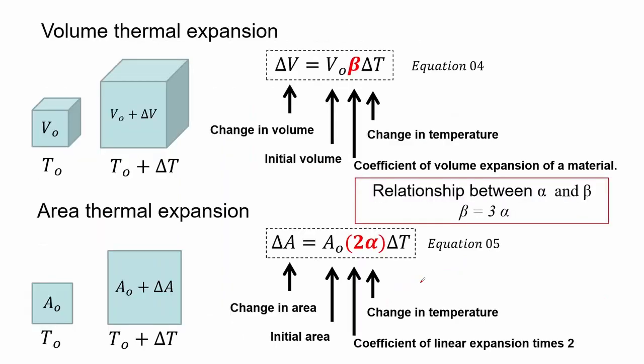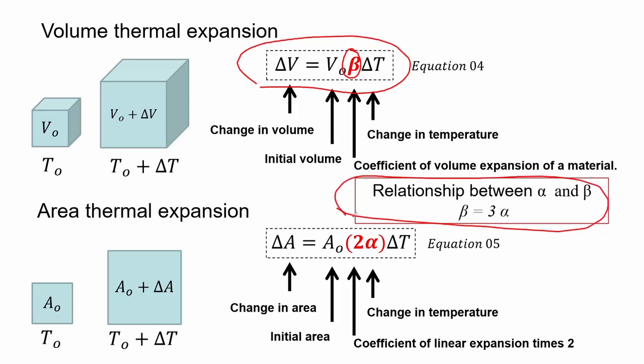Here we can expand the concept of linear expansion to 2 and 3 dimensions. We have the volume thermal expansion, where the change in volume is proportional to the change in temperature. The coefficient of volume expansion is simply the coefficient of linear expansion times 3. Similarly, for the area thermal expansion, the change in area is equal to the initial area times twice the coefficient of linear expansion times the change in temperature.